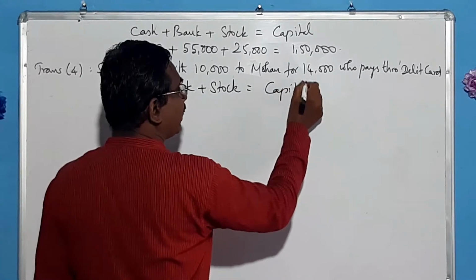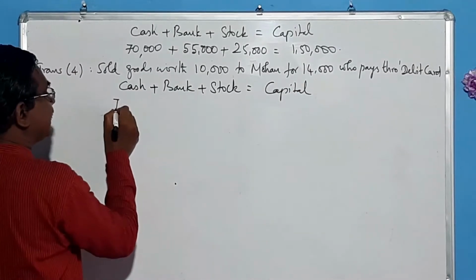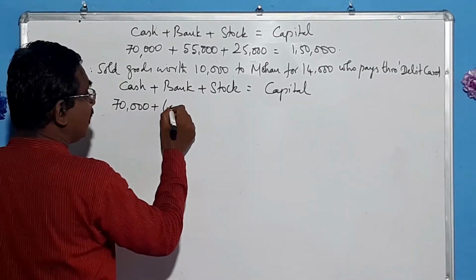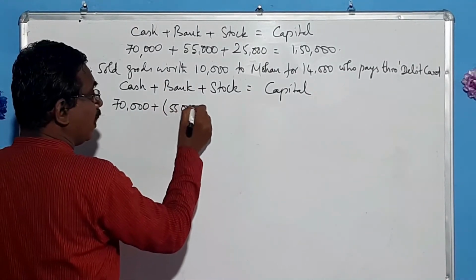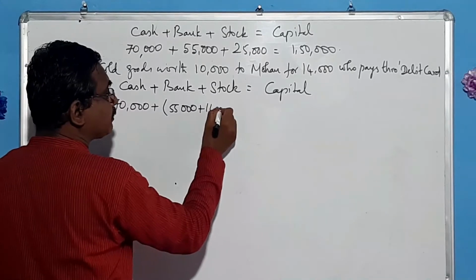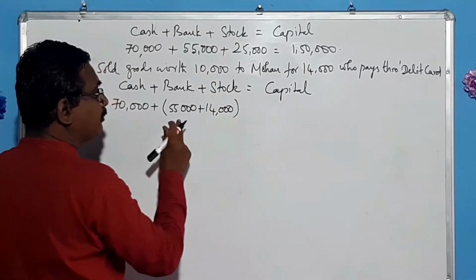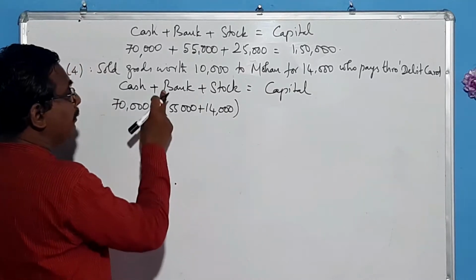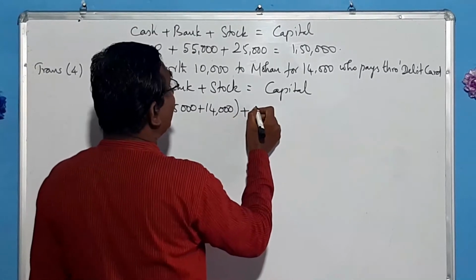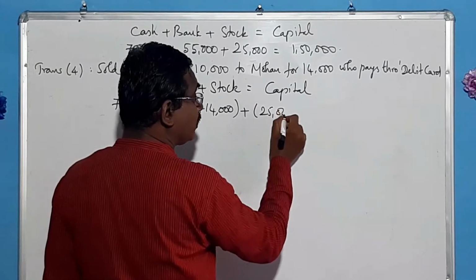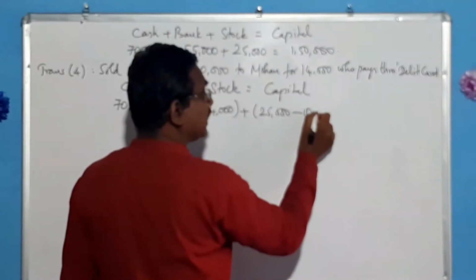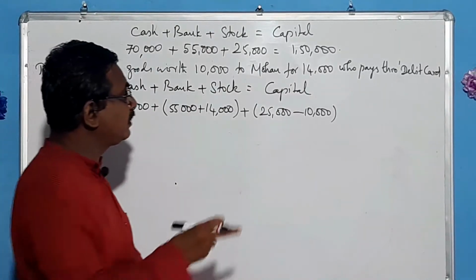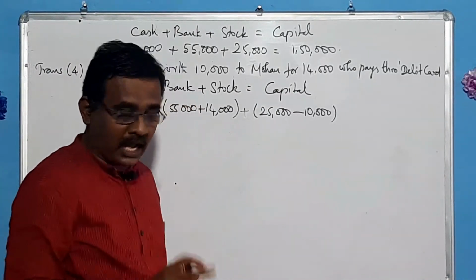There will not be any change in the items. Now, I have already explained to you. There will not be any change in the cash. That remains 70,000. Bank, 55,000. Now, Mohan has paid through debit card. That will come to the bank directly. So that 14,000 should be added to the bank account. Stock, from 25,000, we have to subtract only 10,000. Why do we subtract only 10,000? Because we have taken goods worth rupees 10,000 alone.